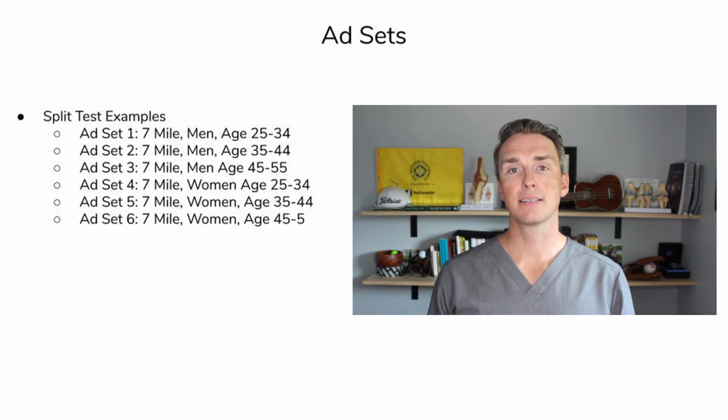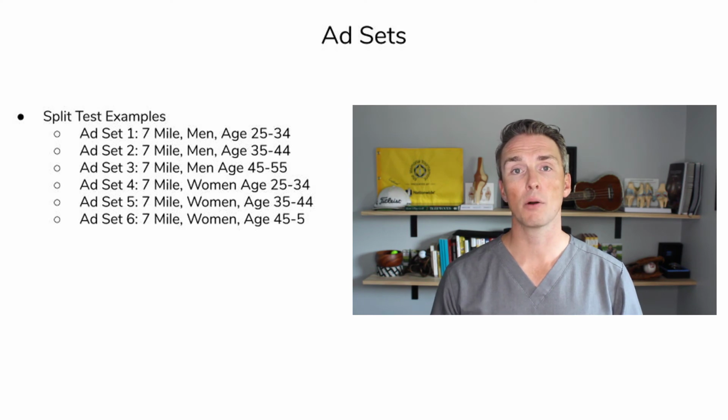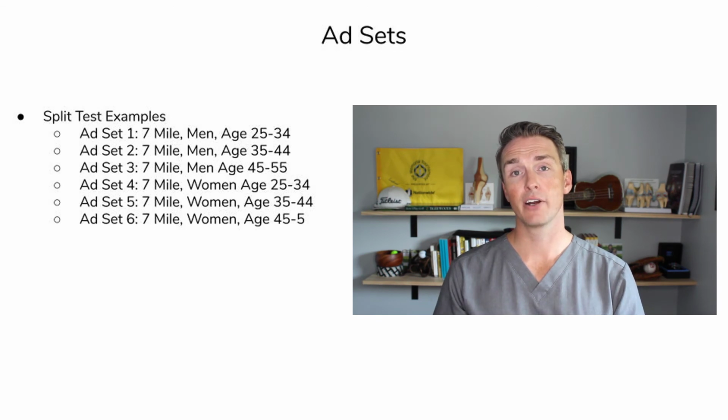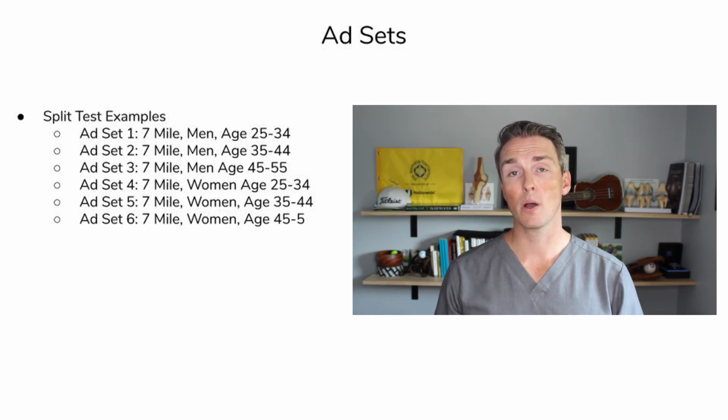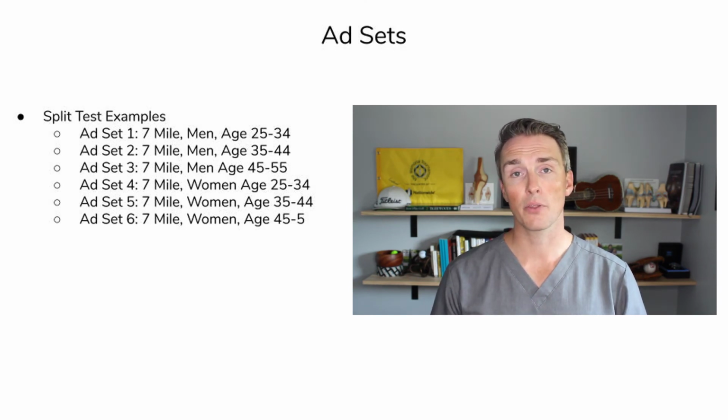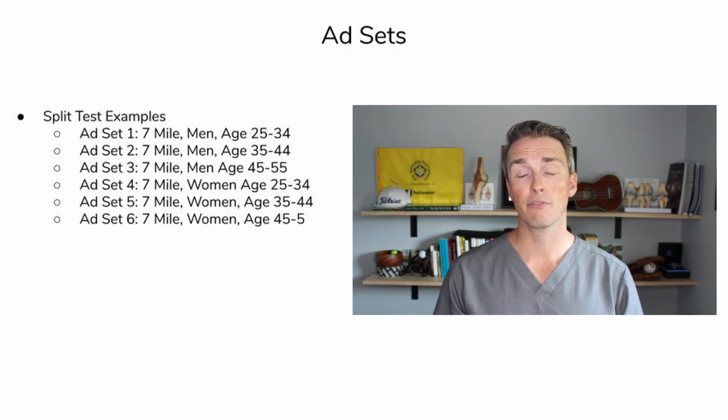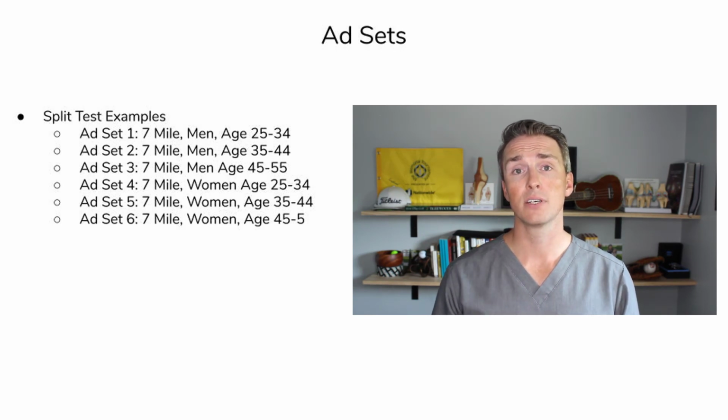When you're setting up your ad sets, you also want to look at different ways to split test. Some of my favorite ways to split test in the beginning are by age. So what I'll do is I'll set up multiple ad sets, and with each of those, I'll vary it by age and by sex. So for example, we'll have 3 groups of men and 3 groups of women, all of them 7 miles around the practice, but each of those will be broken up into different age ranges. For example, 25 to 34, 35 to 44, and then 45 to 55.